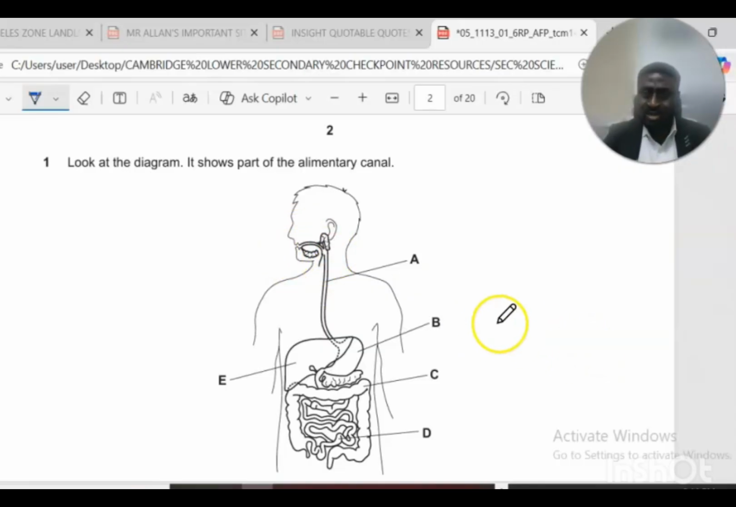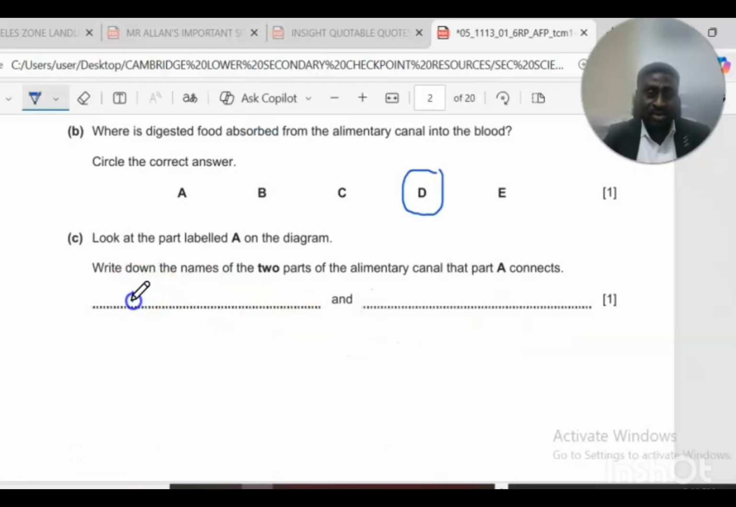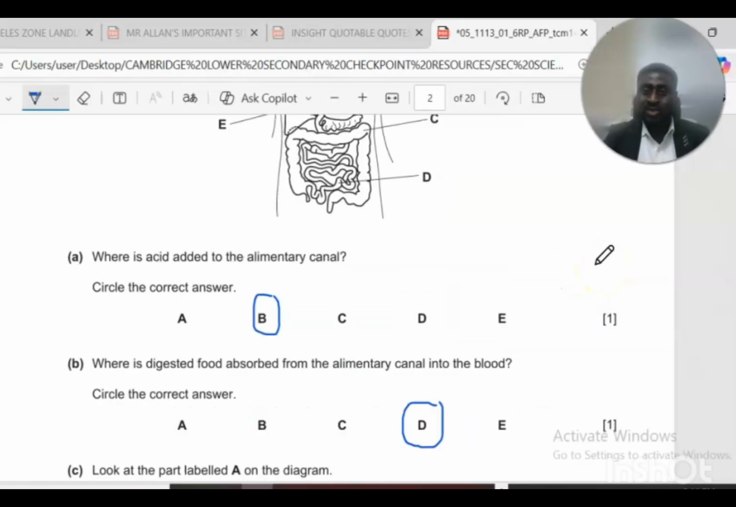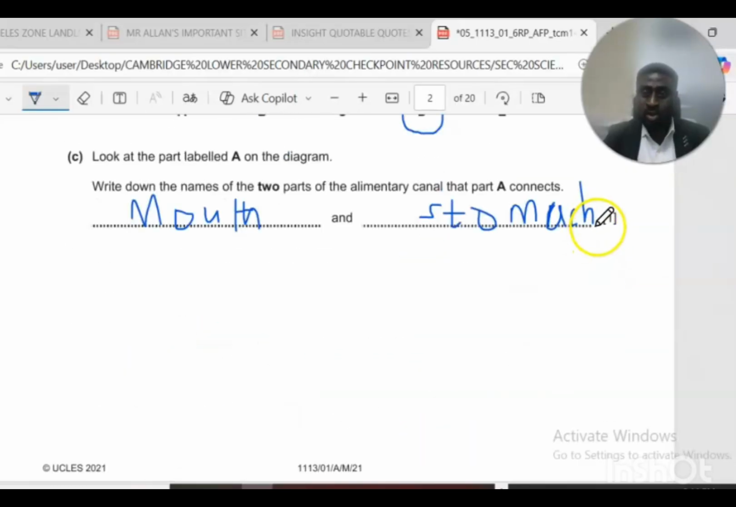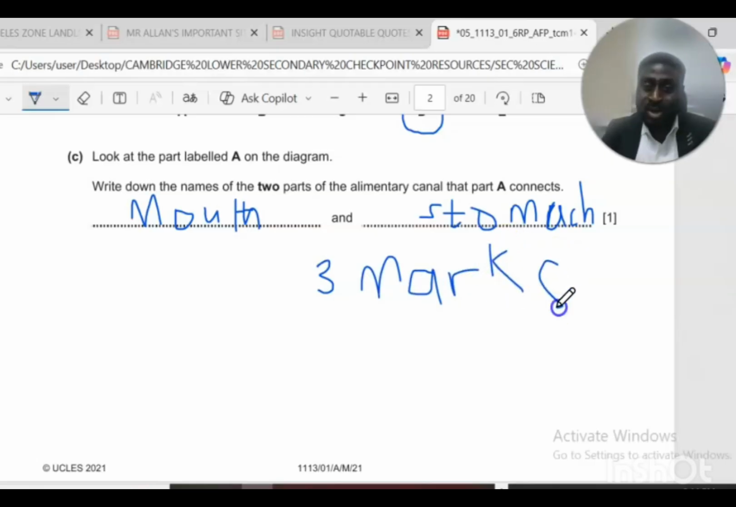So what answer is expected here? You write the mouth, and it connects the stomach. And when you do this, you have the 1 mark allocated. So all this gives you 1 plus 1 plus 1, 3 marks just in a row. So make sure you are able to study the diagram very well and get your marks at a go.